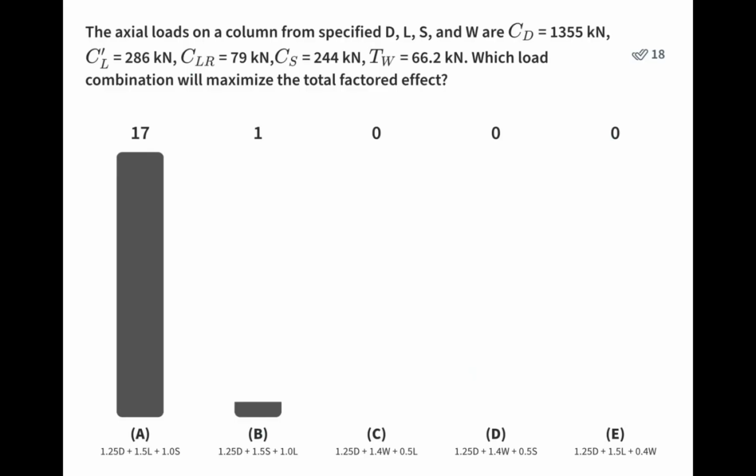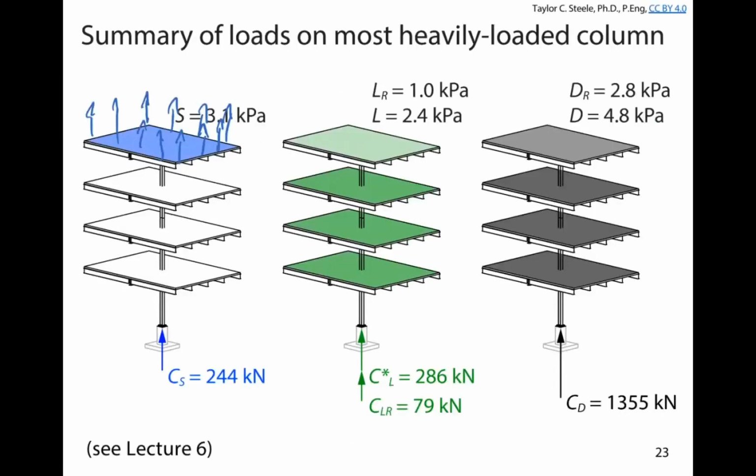And so ultimately what we're going to do is have 1.25 times dead to maximize that dead load effect, and then we're going to put the 1.5 on the live load column force and the 1 on the snow load column force. Okay, so we're going to do 1.25 times dead plus 1.5 times live plus 1.0 times the snow load. And I'll do that quickly here just to give us a sense for what this might look like. Did anyone calculate that value, or did you just figure it out from process of elimination?